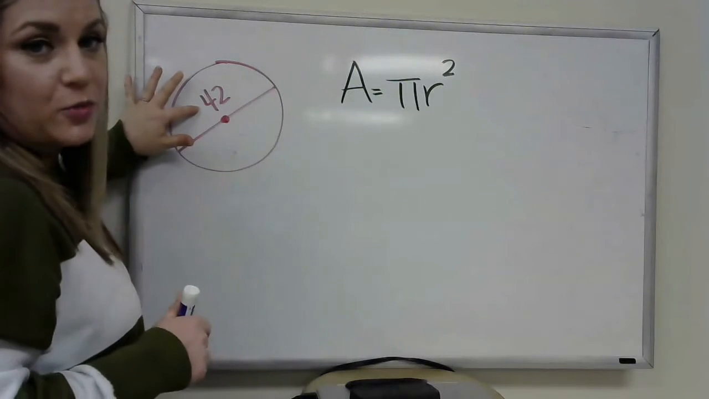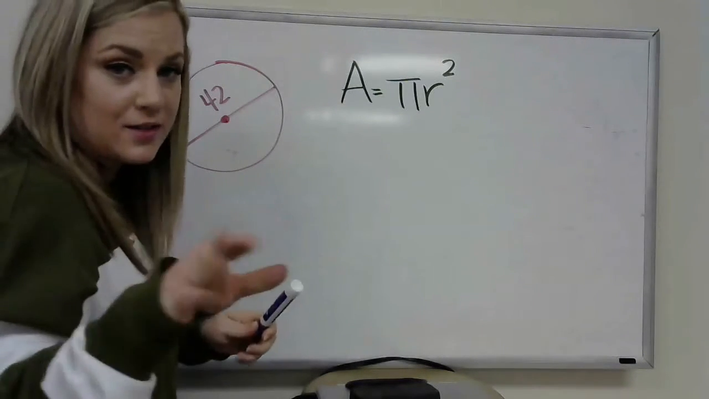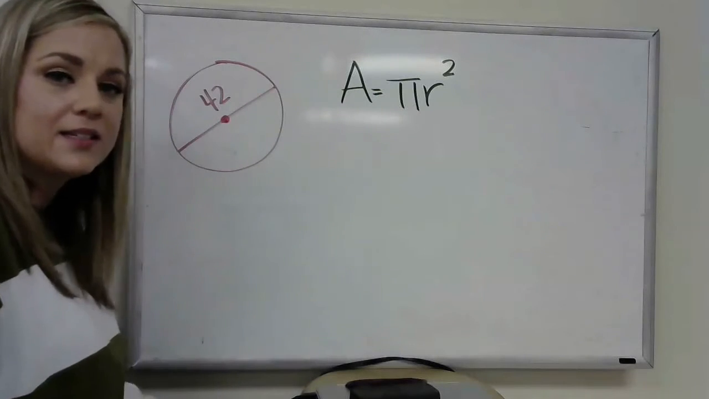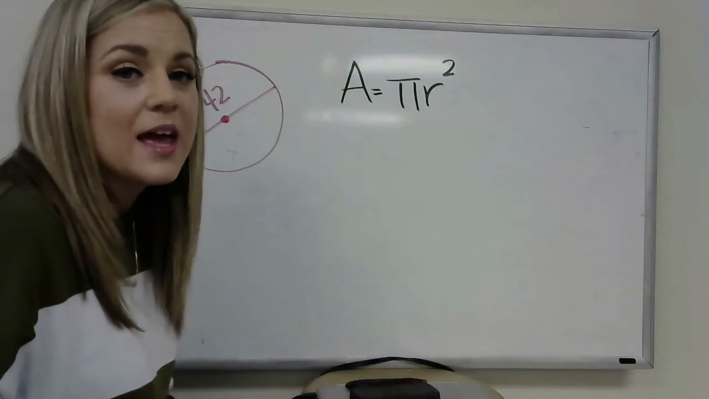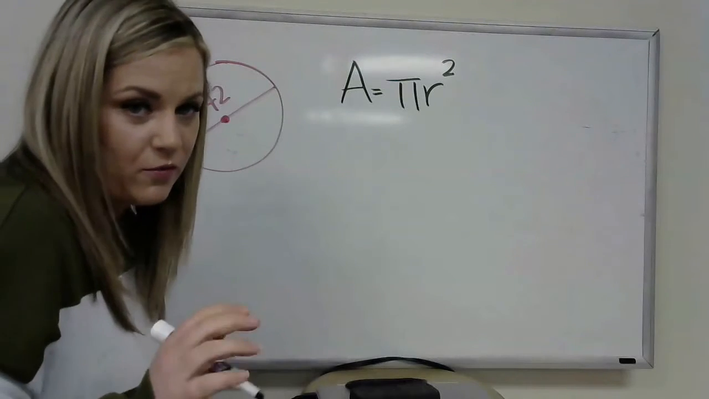We've got 42, so we have to half that. Half of 42 is 21. So pause this and try to do this. If you want to pause this and do this with 3.14 and make sure you get the same answer as me, I'm fine with that. I'm going to do 22/7 for you guys.